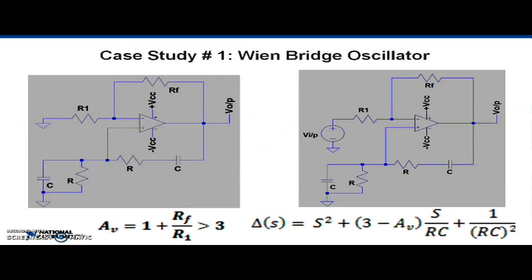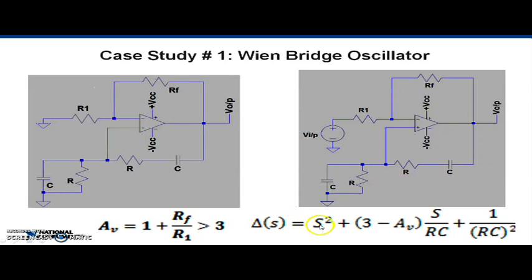We shall consider case study number 1, where we have a Wien bridge oscillator. On the left hand side we have a conventional Wien bridge oscillator circuit, where if we keep the voltage gain of the circuit more than 3, the system will give a sinusoidal output of a specified frequency. And on the right hand side we have an innovative circuit where an input is also given.